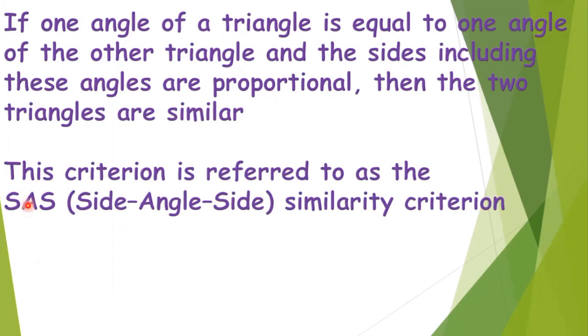So if two sides and one angle is given, then we have to check whether two angles are equal and whether the sides are in the same ratio. Then the two triangles are said to be similar. So we have learnt three criteria to prove the two triangles are similar: AA criteria, SSS criteria and SAS criteria.